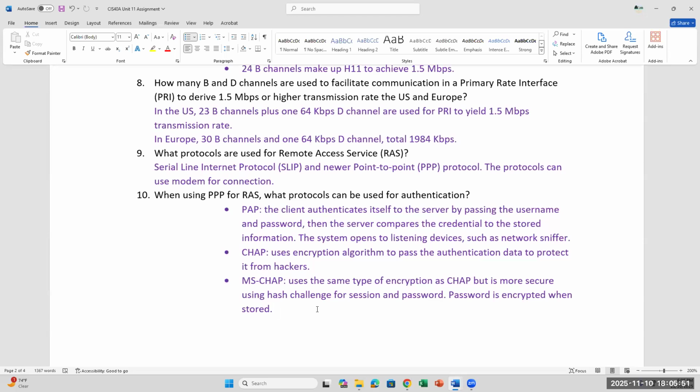So your password is encrypted when it's stored, and it would use a hash challenge. So the hash allows us to know that the session is original. Hash typically is a way that we can do a comparison, or the system can say that there's integrity, right? There's not been change in that particular session or any kind of modification in the credential.